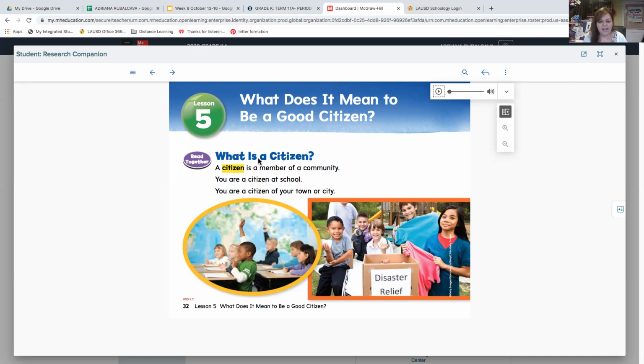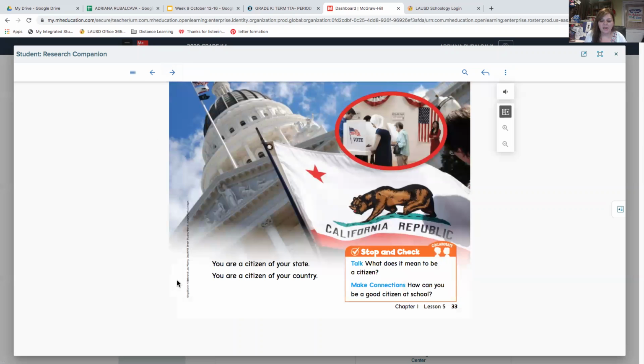It says, what is a citizen? A citizen is a member of a community. You are a citizen at school. You are a citizen of your town or city. You are a citizen of your state. You are a citizen of your country. So I want you to think about, what does it mean to be a citizen?